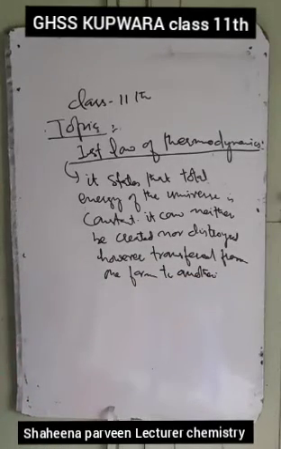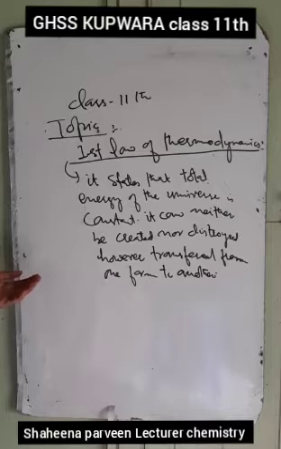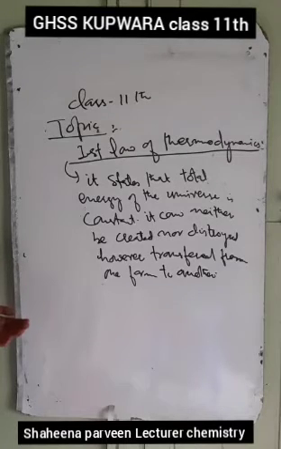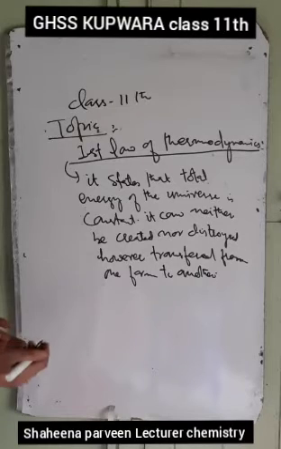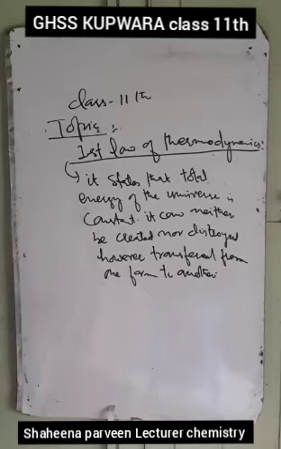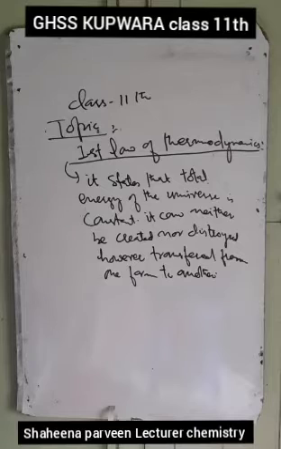How can it be transferred from one form to another form, or from one system to another system? Because every system has its internal energy. So it is the energy which is stored in the system which can be transferred from one particular system to another. So we have the first law of thermodynamics. It states that the total energy of the universe is constant.